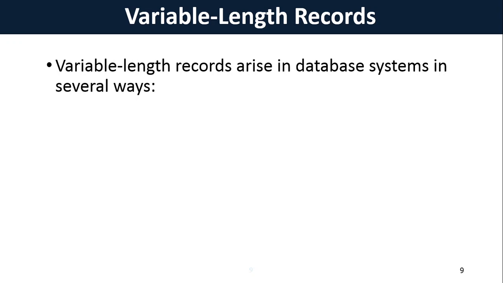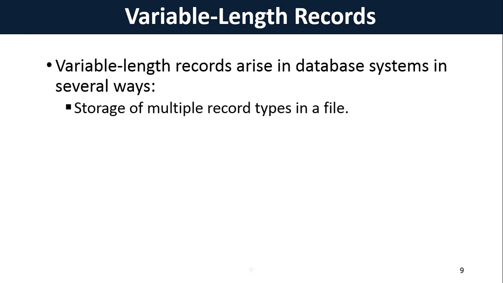So what are the possible reasons why we are having variable length records? The very first reason why we are having variable length records in the same relation is storage of multiple record types in a file. So it is possible that we may have several different record types. Those are stored in a file.